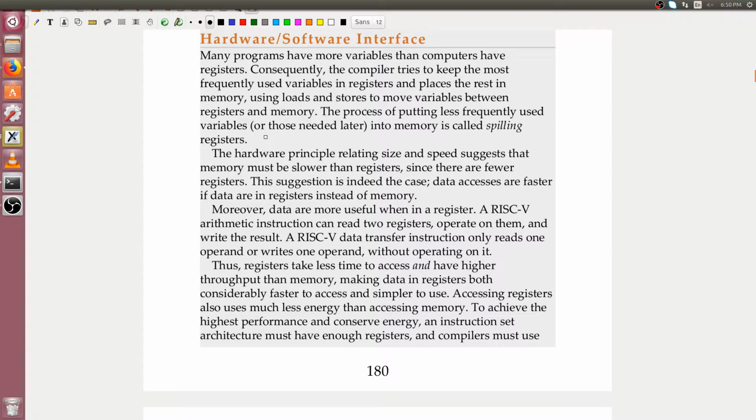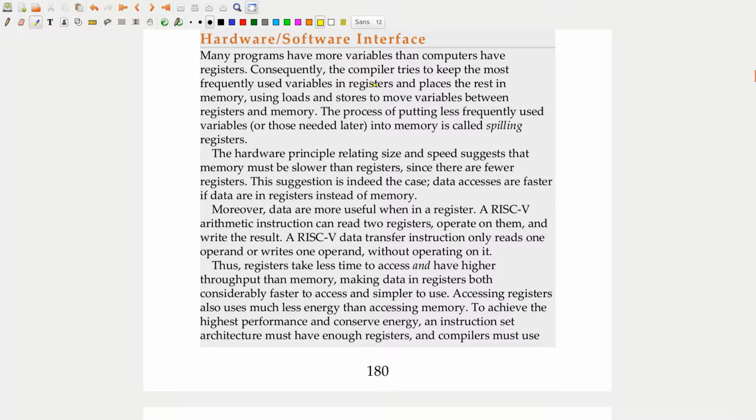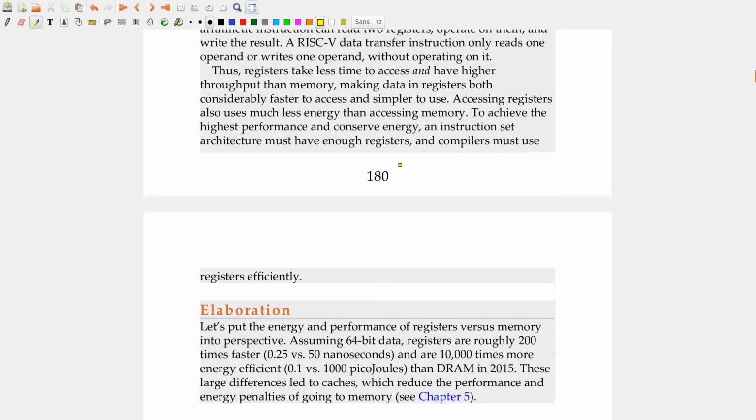Okay, hardware-software interface. Let's see if they have any interesting notes here. Many programs have more variables than computers have registers. So this brings up the idea of register spilling. If we try to use too many registers in a program, what happens is a process called spilling, where things that would normally be stored in registers are shipped off to memory. This usually causes higher overhead, because when we try to access something that we think is in a register, it actually has to go to memory, find it, and then load it back. So this is just talking about data movement.